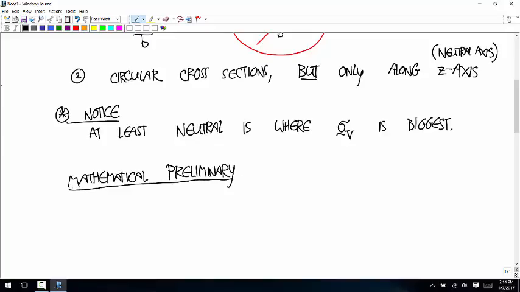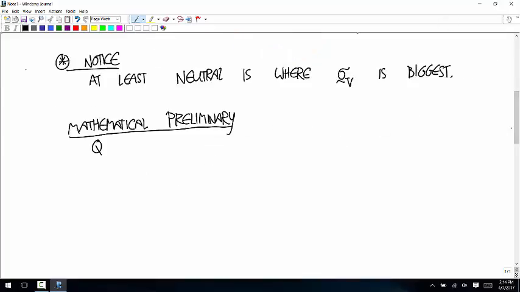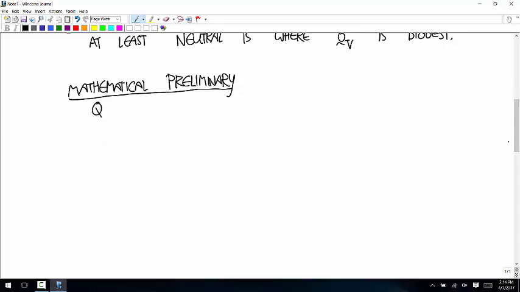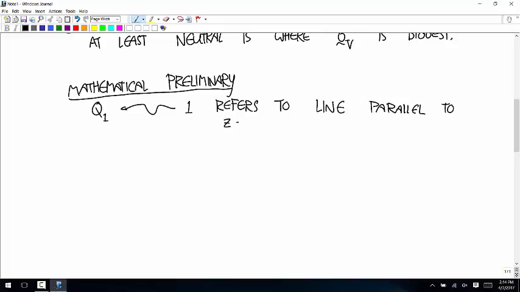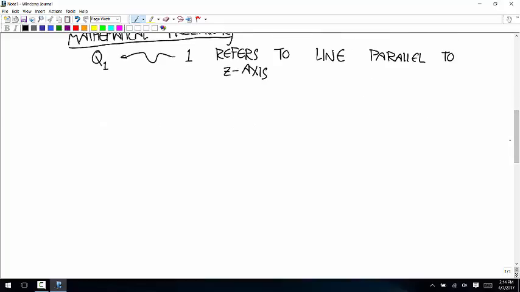I'm just going to call it Q. Really, mathematically, it's probably like the first moment of the area or something like that, but Q. And here's how you define Q. I think the easiest way to do it is just with a picture. So let's say Q with respect to line 1. So 1 refers to a line that's parallel to the z-axis. And here's what that means.